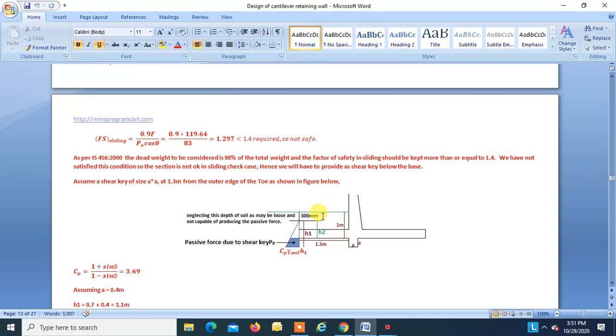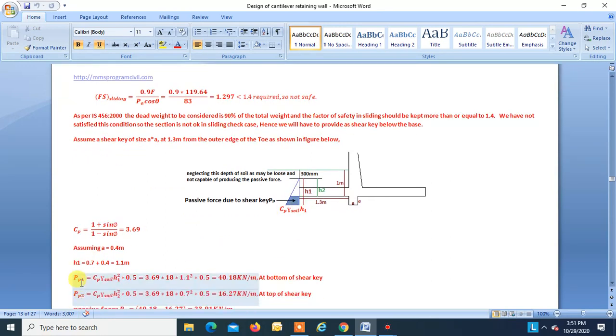Okay, now we are making an assumption that the top 1 feet, or you can say 300 mm, is loose soil and is not going to be helpful in providing the passive pressure, right? So we are neglecting this height, so we'll be taking only 0.7 meters height effective for giving the passive pressure, right? Now we are assuming A to be 0.4. So h1 is equal to 0.7 plus 0.4 is equal to 1.1 meter. H2 is equal to 0.7 meters, right?